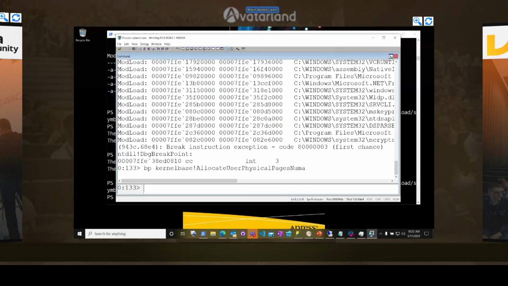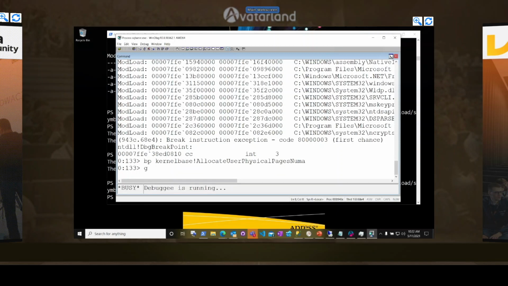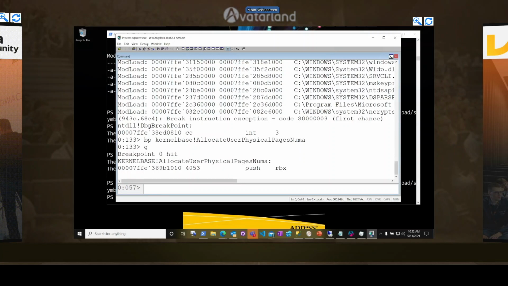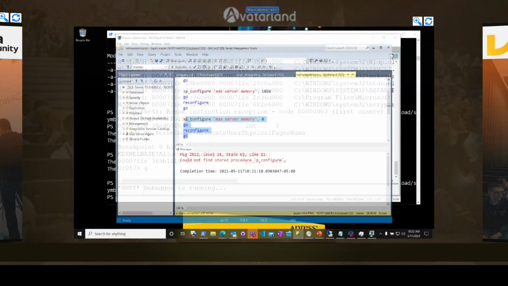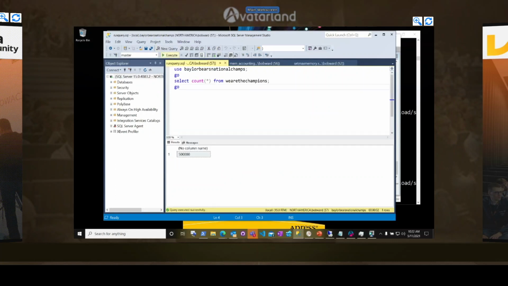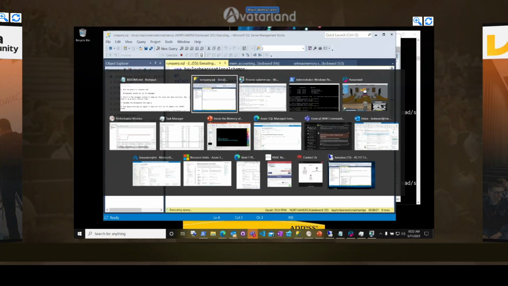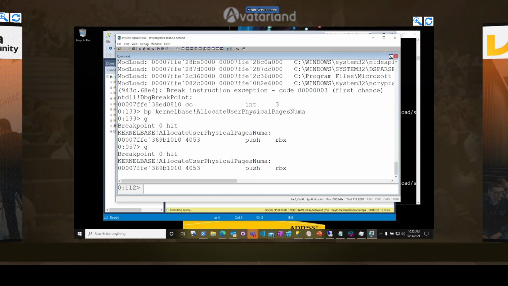These are the AWE APIs. So I'm going to stop it, and then I'm going to run a query to see what happens. Oh, I already hit one. Let me hit go here and run my query to see what happens. Let me go back over to the debugger, and I've hit a breakpoint.